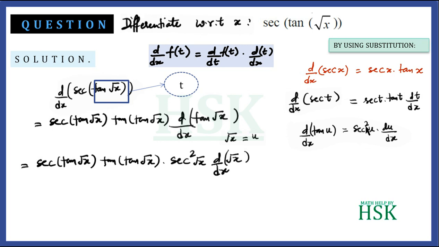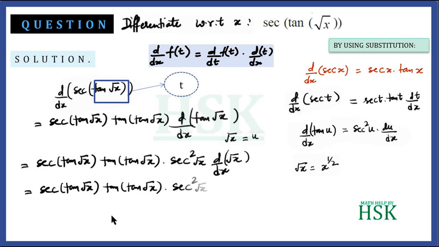So on replacing the value, these two terms are written as it is. On replacing the value of u as root x, this would be equal to sec square root x into d by dx of root x. Now root x is equal to x to the power of 1 by 2, and differentiation of x to the power of 1 by 2 would be equal to 1 by 2 x to the power of 1 by 2 minus 1, or 1 by 2 x to the power of minus 1 by 2. Here we have used this result that differentiation of x to the power of n is equal to n x to the power of n minus 1.